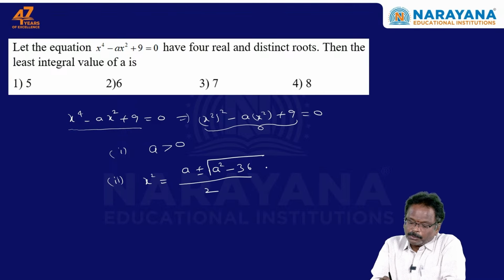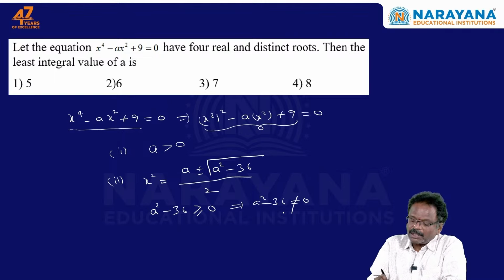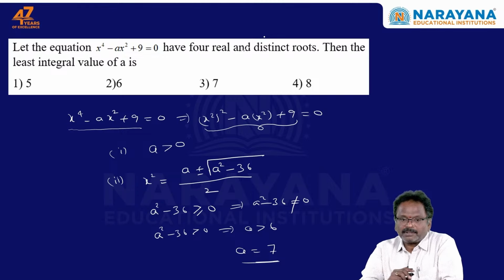This equation has 2 real roots possible only when a square minus 36 is greater than or equal to 0. But don't take a square minus 36 equal to 0, since if a square equals 36, in that case x square will be a by 2, so we get 2 real roots only, not 4. That's why, to get the 4 real roots, a square minus 36 must be greater than 0. a should be greater than 6. a greater than 6 means the least value of a will be 7. So for this the correct answer is 7.